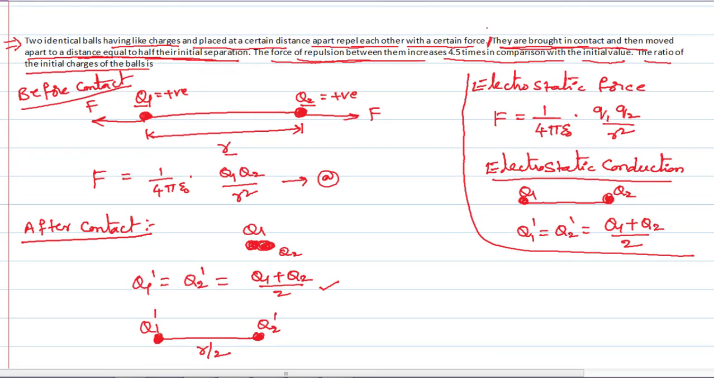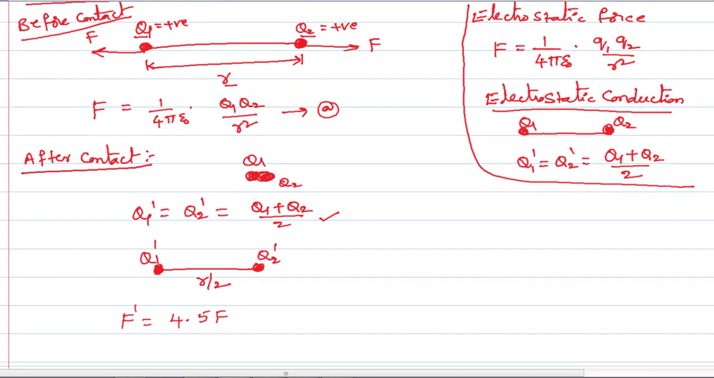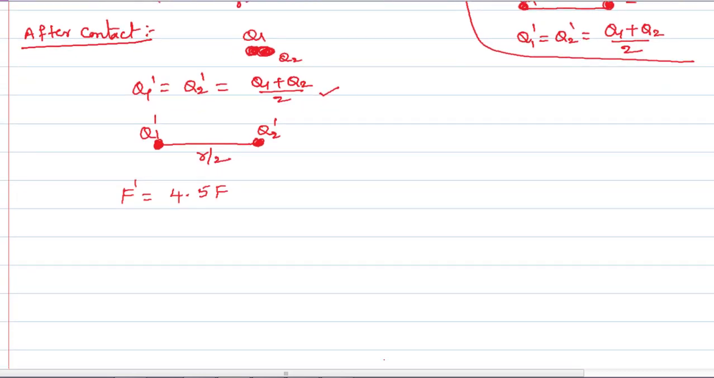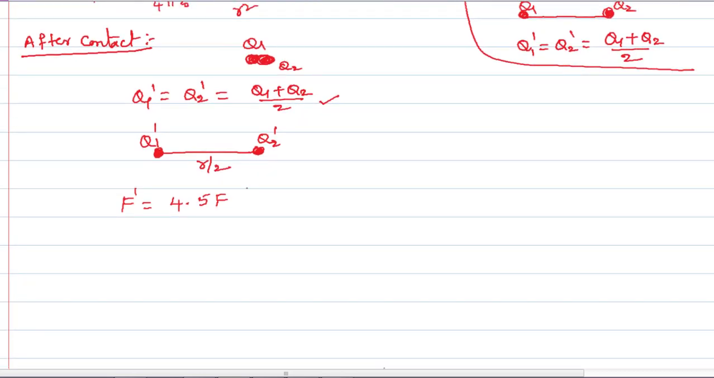They are asking for the 4.5 times in comparison with the initial value. The ratio of the initial charges of the balls: initial charges means Q1 and Q2 values we have to calculate. How can we calculate? F dash is equal to 1 by 4 pi epsilon naught into Q1 dash into Q2 dash divided by R dash square. Here R dash is equal to R by 2. Now please consider this one.